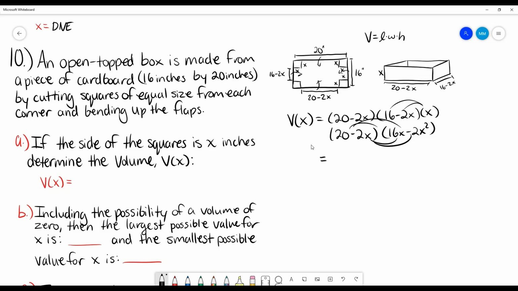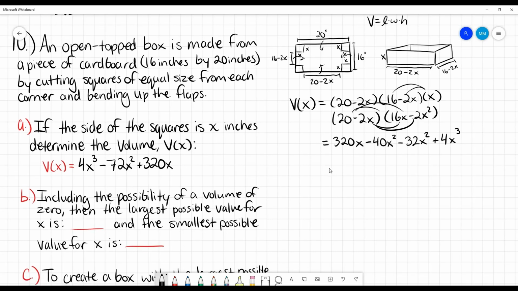and let's see, 20 times 16 is 320x, 20 times negative 2x squared is going to be minus 40x squared, negative 2x times 16x is negative 32x squared, and negative 2x times negative 2x squared is 4x cubed. So our volume function, and I'm going to go ahead and write this in standard form and combine like terms, is going to be 4x cubed minus 72x squared plus 320x.